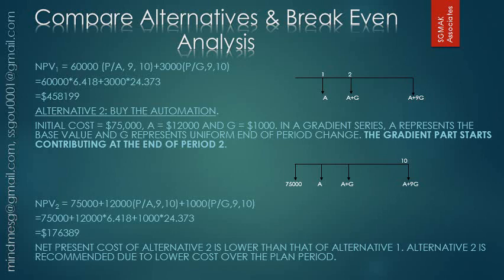So just based on the net present cost, we have ignored the salvage value here, assuming salvage value to be 0 for the piece of automation at the end of 10 years. Otherwise, we would have added that as a benefit. So the net present cost of alternative 2 is lower than that of alternative 1. So alternative 2 is preferred with the current parameter setting. It has a lower overall cost in terms of present value, so it's preferred.